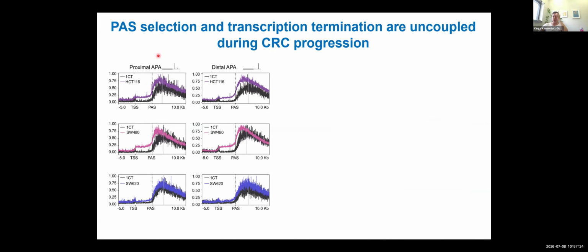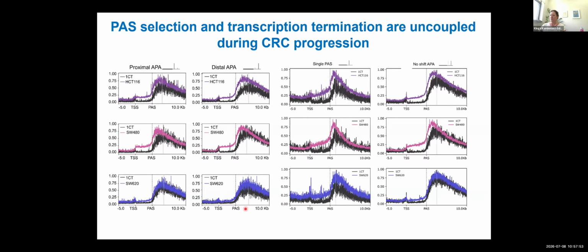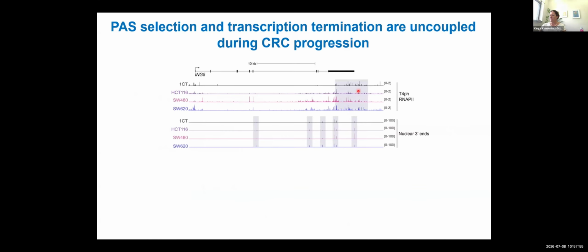So we thought maybe we have to really look into the different functional categories, depending on where cleavage is occurring, whether it's moving proximally or distally. But actually no, this is not the case. It doesn't matter if we look at genes where an earlier polyadenylation site has been cleaved or a later one. We always see that termination happens earlier than in cells from healthy epithelium, and there's a partial reversal in metastatic, and this is the case for all categories we saw. And this is also an example that shows this on a single gene.